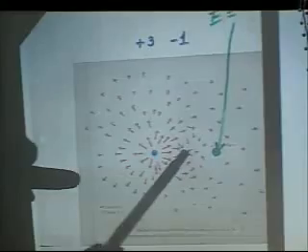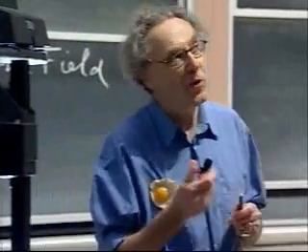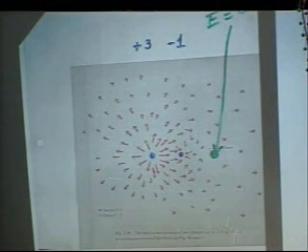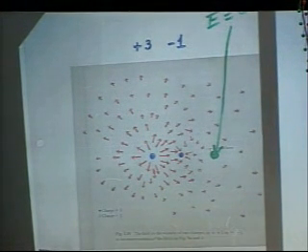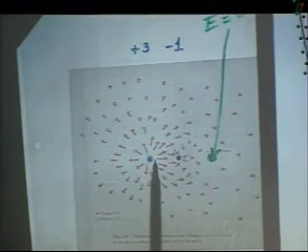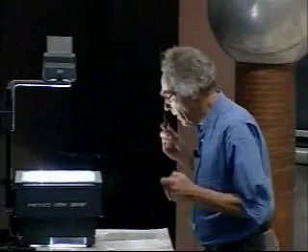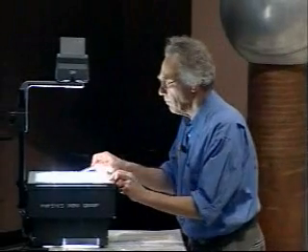If you're very close to the -1, the arrows are pointing in towards the -1, because the 1/r², the -1 wins. And so you see they're clearly going into the direction of the -1. Well, if you're in between the plus and the minus on this line, always the E field will be pointing from the plus to the minus, because the plus is pushing out and the minus is sucking in, so the two support each other.